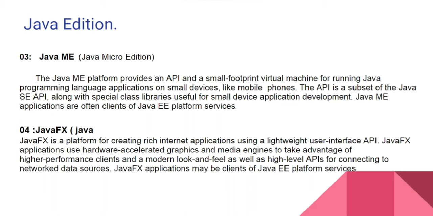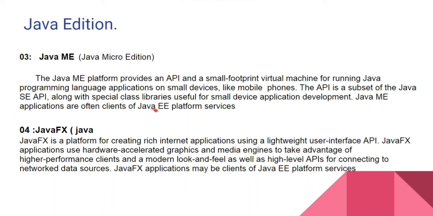So Java ME, or Java Micro Edition, uses the platform services provided by Java Enterprise Edition. Java Enterprise Edition is a very big edition, used when we create bigger applications, while in Java Micro Edition we create small applications for mobile phones. So all these are platforms, depending upon the user and the developer's choice. It's up to the application. So when the application is bigger, we use Java Enterprise Edition.